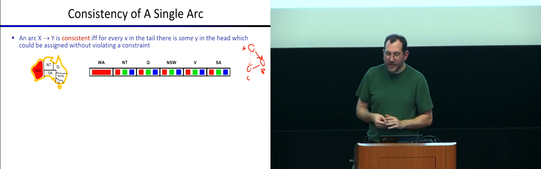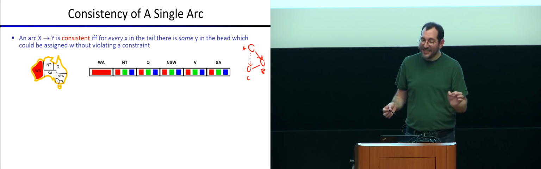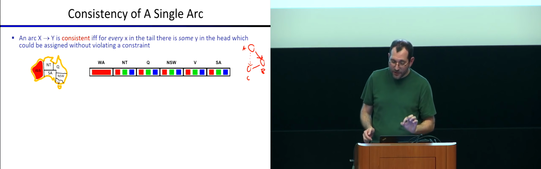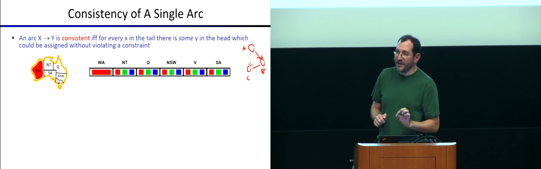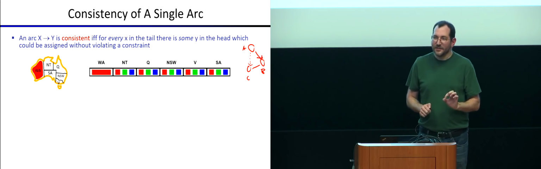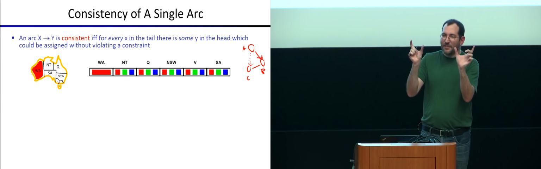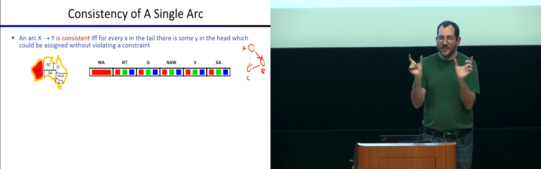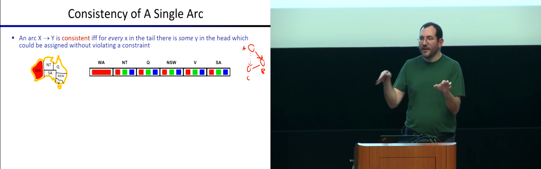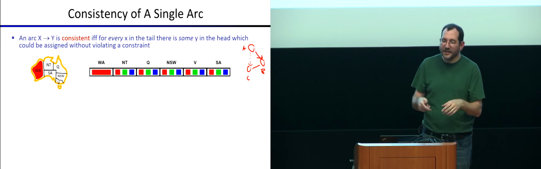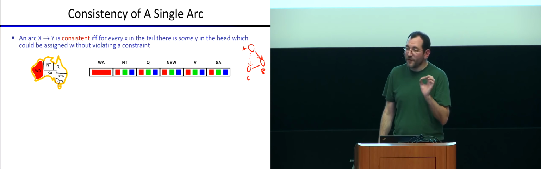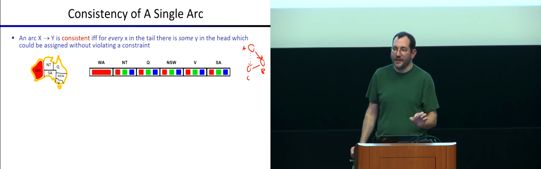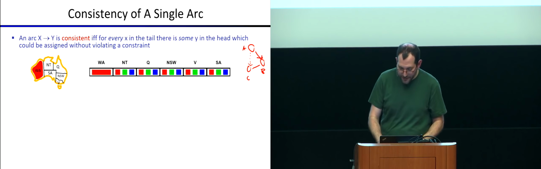It's consistent if for every x in the tail of the arc, there is some y in the head which could be assigned without violating a constraint. So this means if there was actually an assignment to A and B or to X and Y, we could check whether the assignment satisfies a constraint. But in general, an arc is going to have a couple things in the tail and a couple things in the head. And the notion of consistent is for everything in the tail, there is at least one okay option in the head. So let's do some examples.